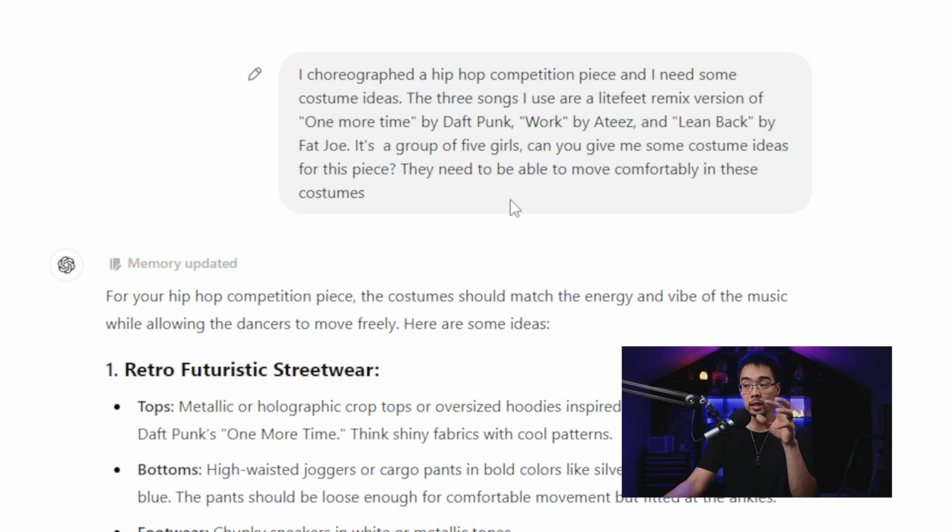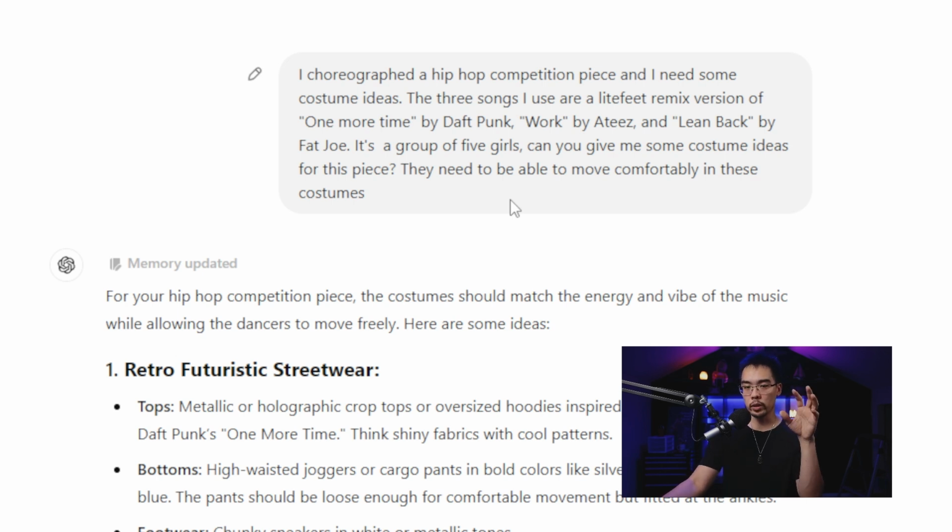By the way, editing these pieces of music together was not a nightmare, but it took me so long. I could not figure out the right combination of songs. So anyways, it's a group of 5 girls. Can you give me some costume ideas for this piece? They need to be able to move comfortably in these costumes.